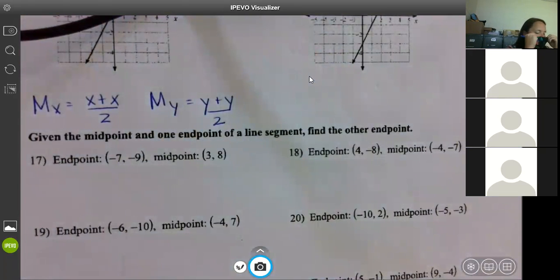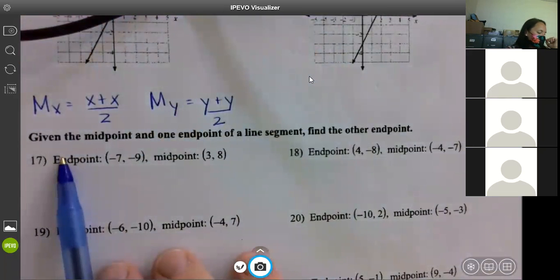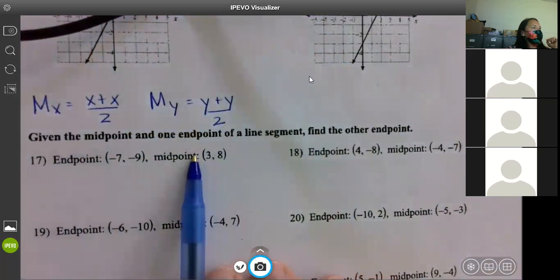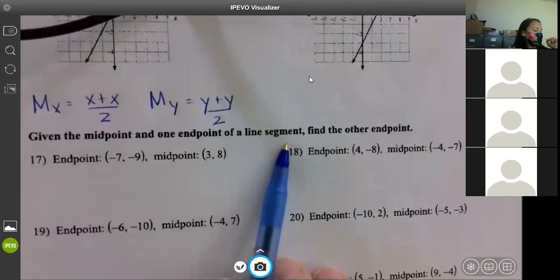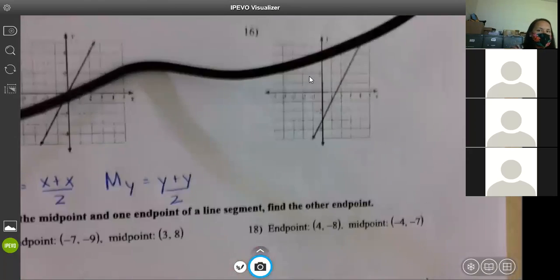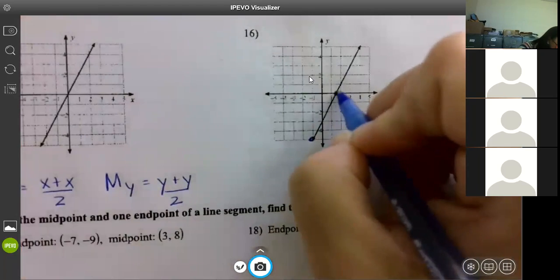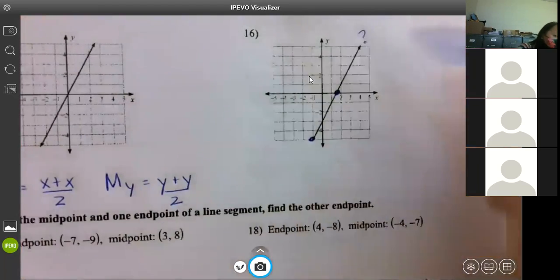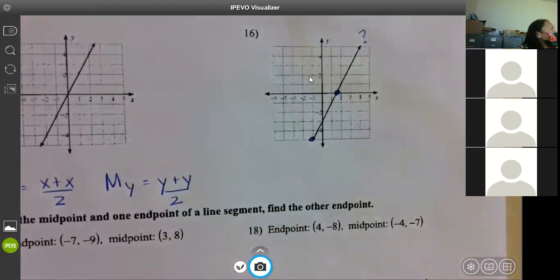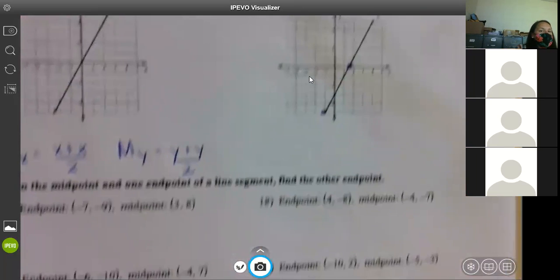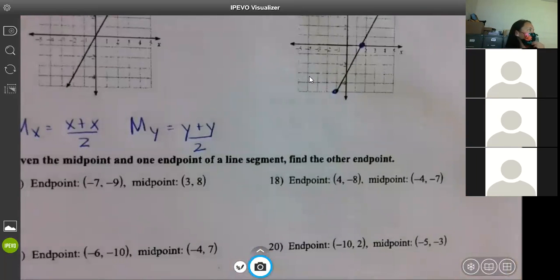All right, but the thing is, it gives you an endpoint and a midpoint, and it wants to know the other endpoint. So if we were looking at this graph, it's giving you this point, and then your midpoint, and you've got to figure out this point. That makes sense? All right, so here's how I teach it. I will show you by this formula first. It's really crappy to do it that way, okay? So I'll show you a different way, all right?